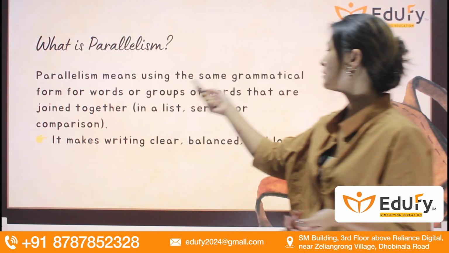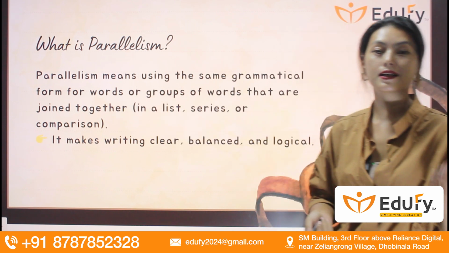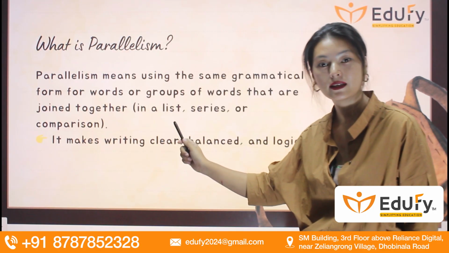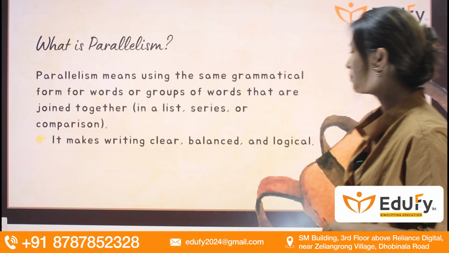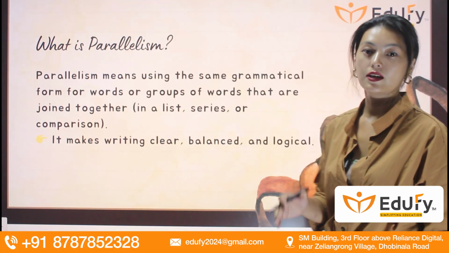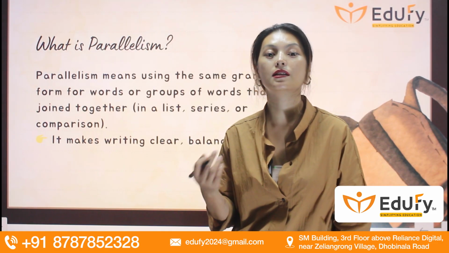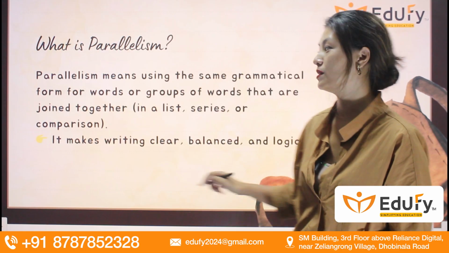Okay, so parallelism means using the same grammatical form of words or groups of words that are joined together. Three things you must consider: either in a list, in a series, or in comparison form. It makes the writing balanced and logical. It also sometimes gives us a clear indication of what the sentence means entirely. So let's take a look into the further details of this topic.